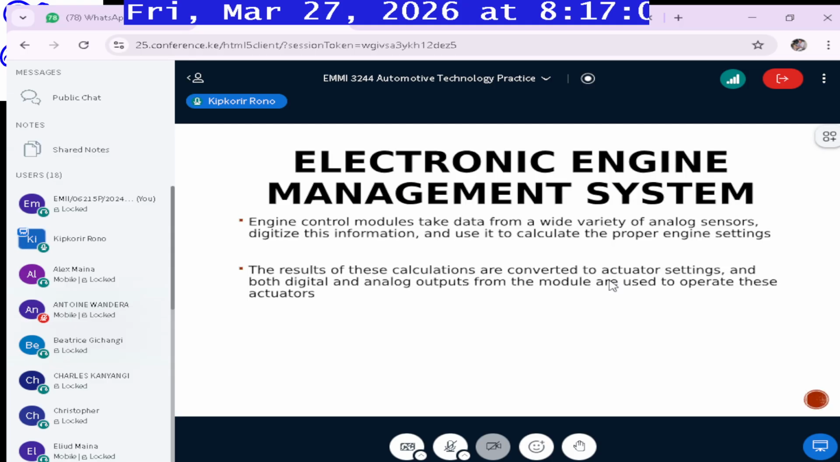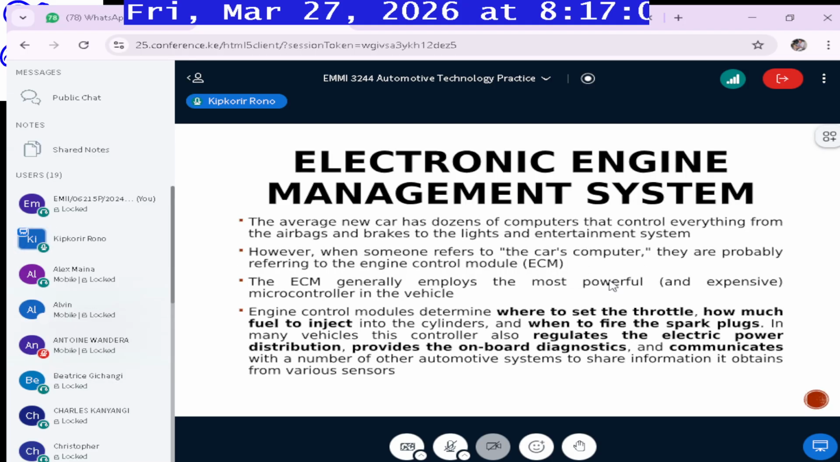We also have other things. For example, it can determine how much fuel to inject. So you have fuel injectors, and there's a fuel level sensor, for instance, or even the throttle position sensor, because the position of the throttle also determines how much fuel will be injected at that point. It also determines when to fire the spark plugs, regulates the power distribution, provides onboard diagnostics, and all that.